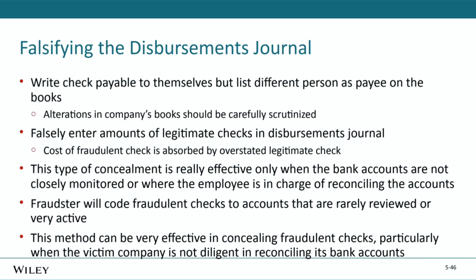This type of concealment is really effective only when the bank accounts are not closely monitored or where the employee is in charge of reconciling the accounts. The fraudster can code the fraudulent checks to accounts that are rarely reviewed, so no one's looking at it, or so active that they just give it a cursory glance. This method can be very effective in concealing fraudulent checks, particularly when the victim company isn't diligent in reconciling bank statements.